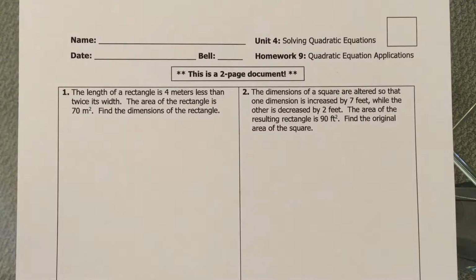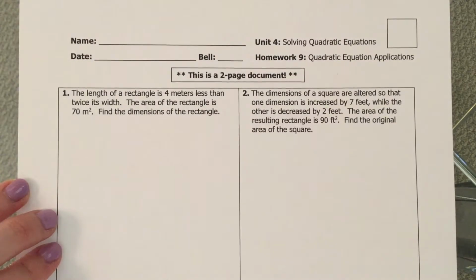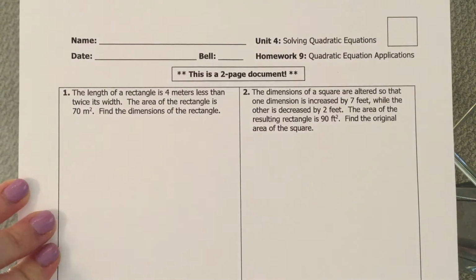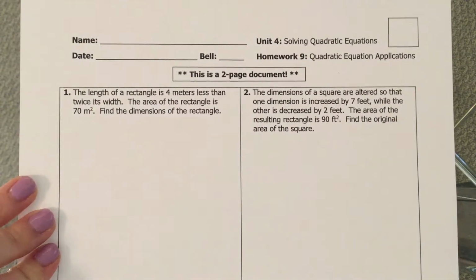width. So that's a lot. Find the dimensions of the rectangle. The area of the rectangle is 70 meters squared. All right, so you want to make just little side notes if there's anything you feel like you should write down, rather than trying to keep all that info in your head. Sketches are especially helpful too.